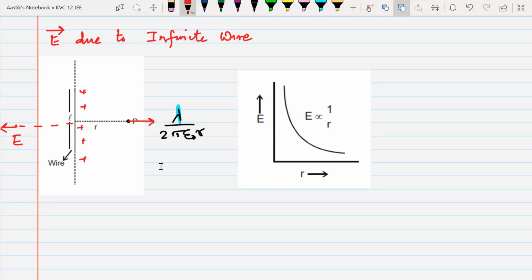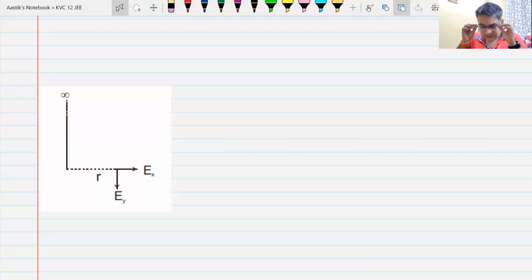Now, what will be the electric field due to a semi-infinite wire? Very rarely you will get this, because most of the cases this is asked only in case of magnetic field, but you never know what can happen in JEE Advanced. Anything can happen. Probably this will not come in JEE Mains, but this is a stuff of JEE Advanced.